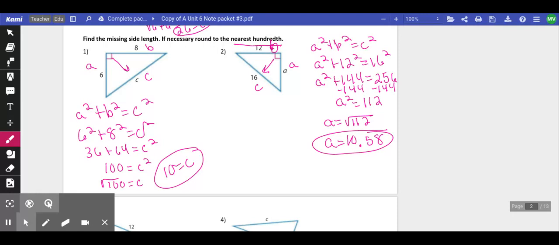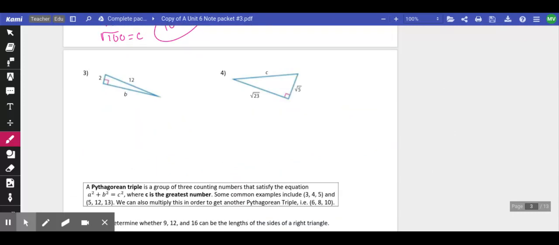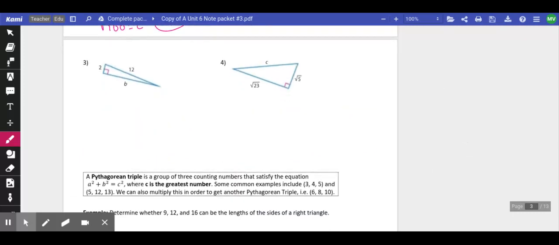Number 2, again, I labeled my triangle. Notice this time c is 16. So it's a squared plus b squared equals c squared. So it's a squared plus 12 squared equals 16 squared. I square 12 and square 16. I subtract 144 from both sides. A squared equals 112. The opposite of squaring is take square root. So a equals the square root of 112, rounded to the nearest hundredth, is 10.58. So I want you to pause again and try 3 and 4.